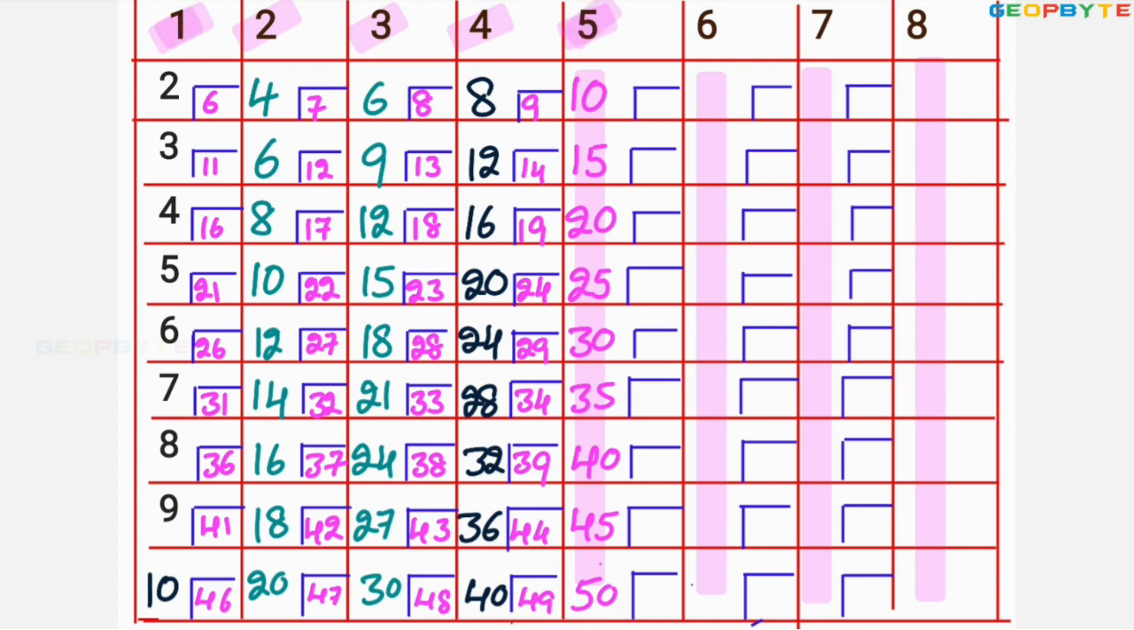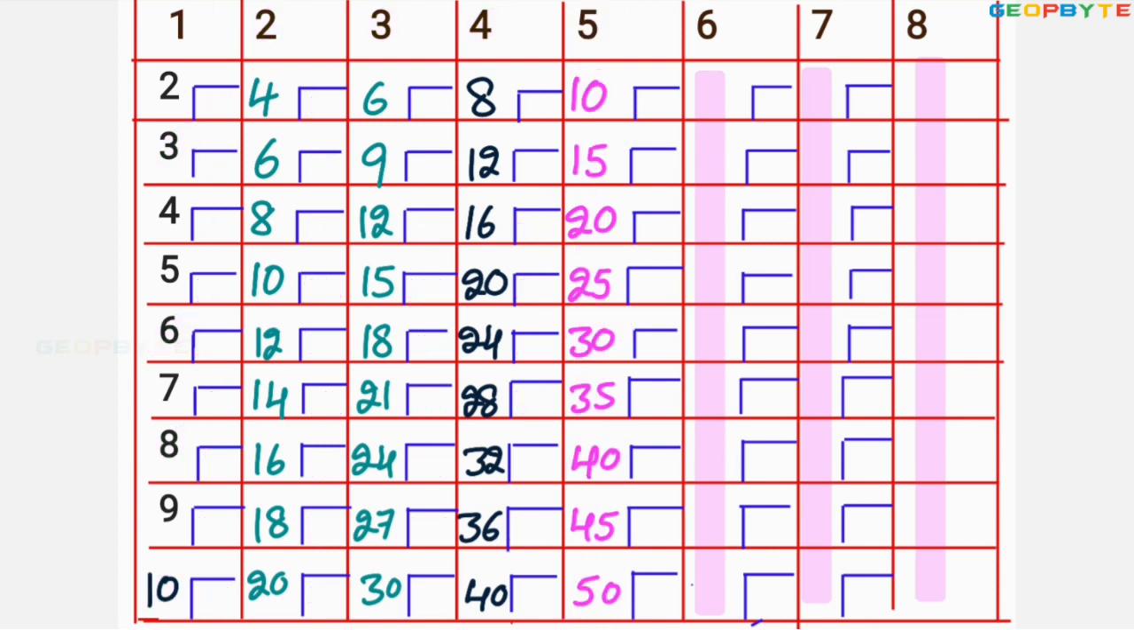5 1 jar 5, 5 3 jar 15, 5 6 jar 30, 5 8 jar 40. Similarly, 5 10 jar 50. I hope you clearly got my point. Similarly, sixth table is 1 2 3 4 5 6 7.